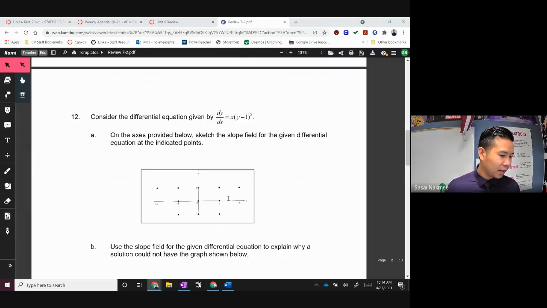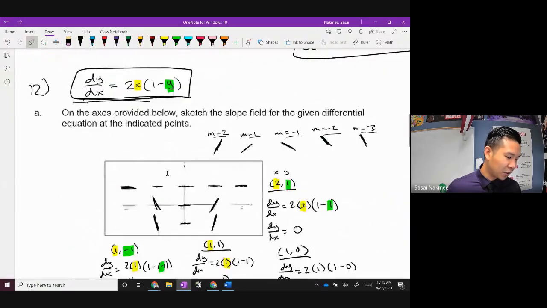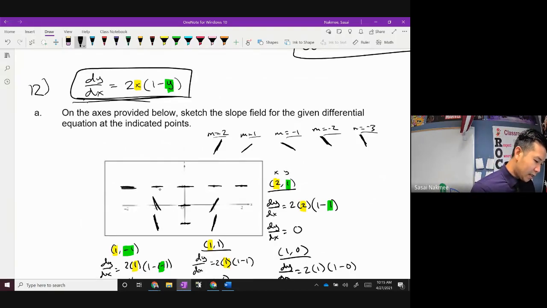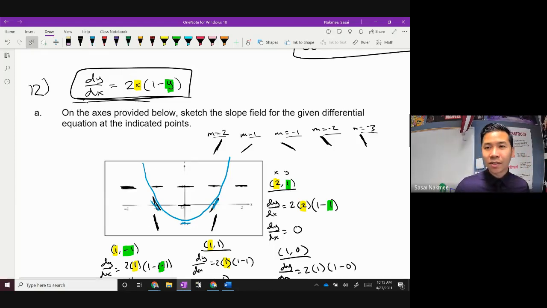So for this one, you need to have your slope field drawn first, right? For 12B, you need 12A done first. So if I have my slope field drawn right here, here's the thing. Why can't this be the graph for this slope field? Can anybody tell me why this would not be a valid graph using the slope field? It looks like it hits this tangent line beautifully, this tangent line beautifully, and this tangent line beautifully. What tangent lines is it skipping and just saying, screw it, I don't even want to follow them?